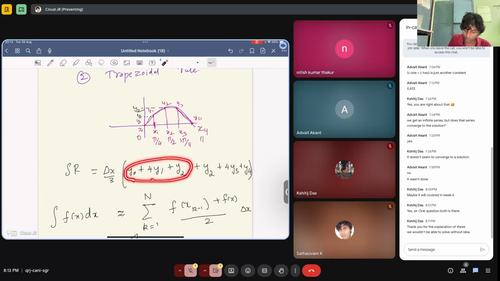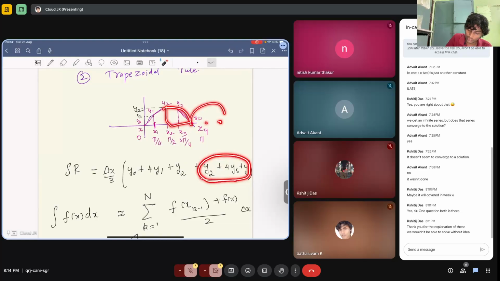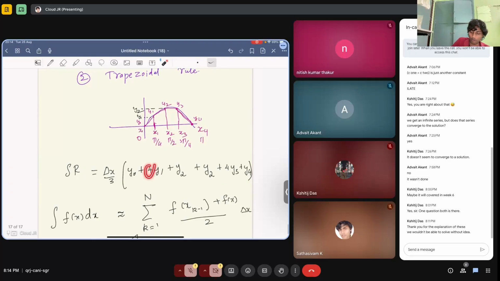Finding the first area gives you this formula for 3 points, and the next 3 points can be captured by these three things. And if you have another 3 points here, you have to write the same thing: y4 plus 4y5 plus y6. Next class I will explain how exactly this is 4 and this is 1 and 1, and how this term comes. Probably I will explain in the next class.